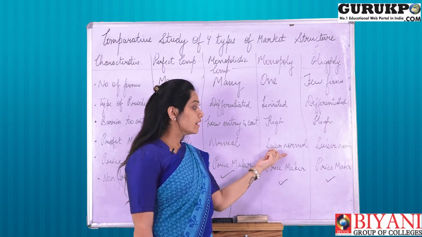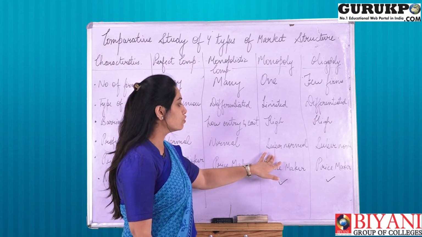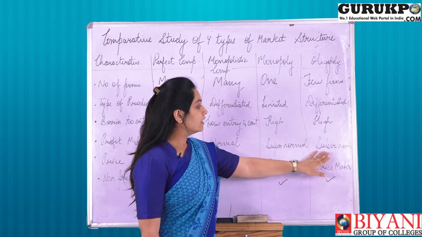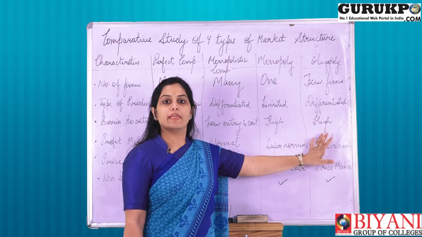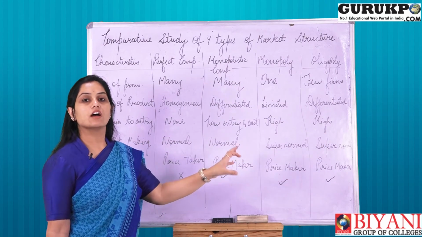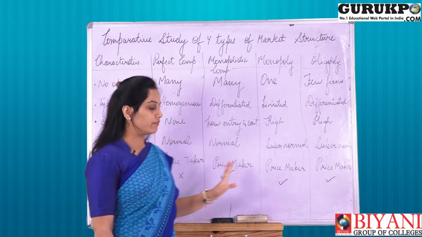In monopoly, as I have already said, there is only a single seller. That single seller will charge differentiated prices, which leads to supernormal profit. And in oligopoly also, the group of firms sometimes forms a cartel. Cartel means a group, and they act as a monopoly and earn supernormal profit.